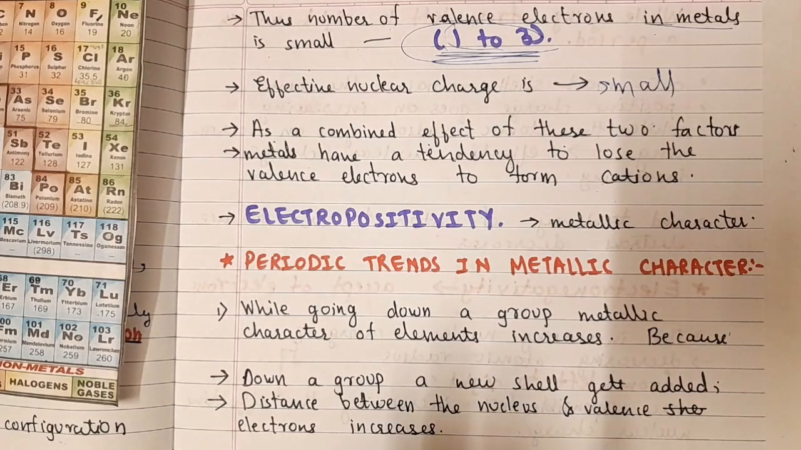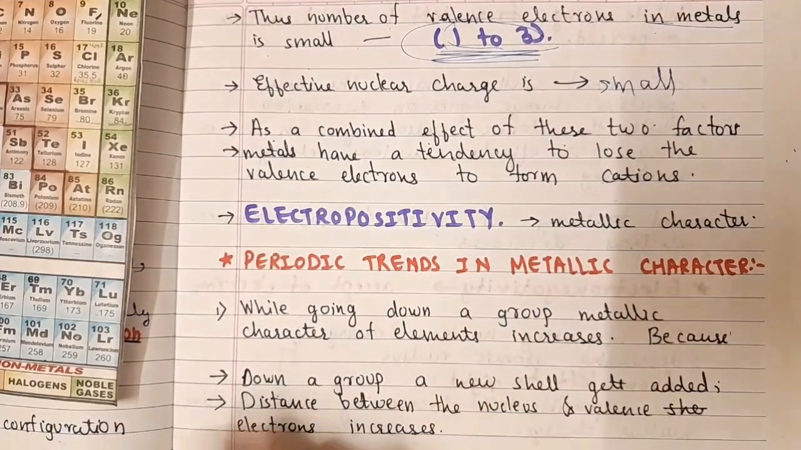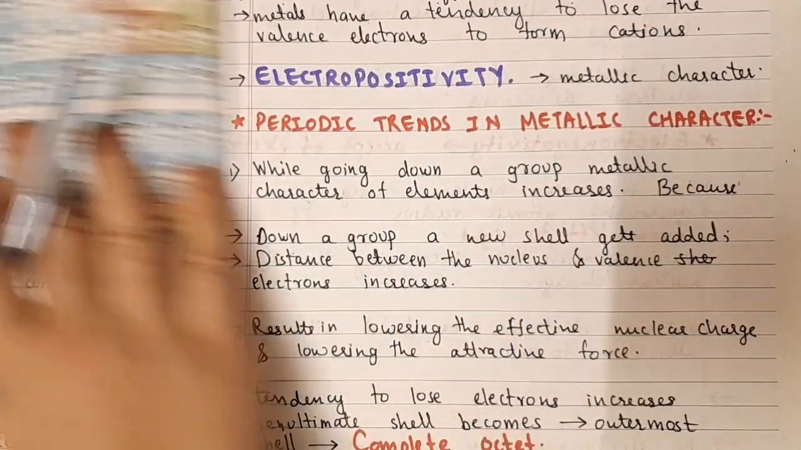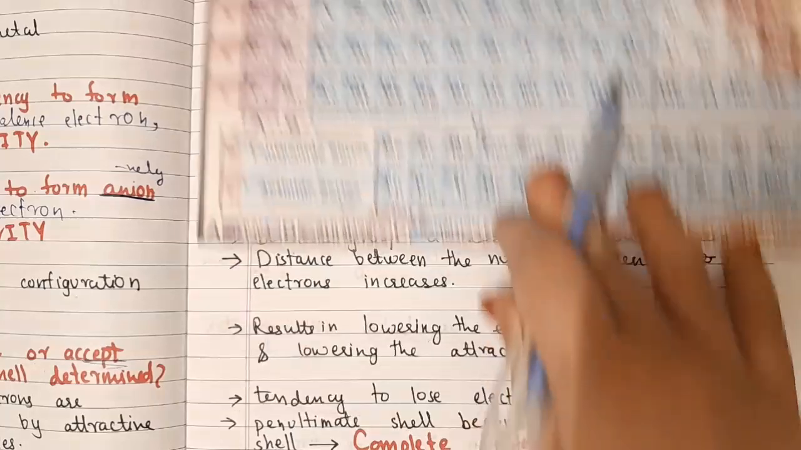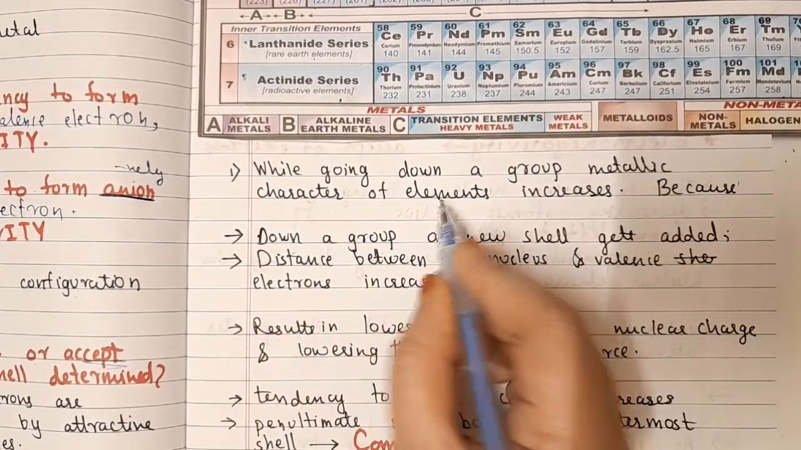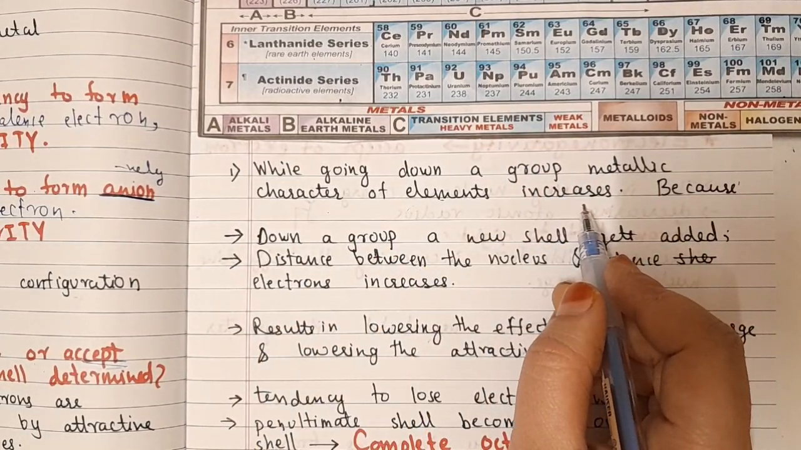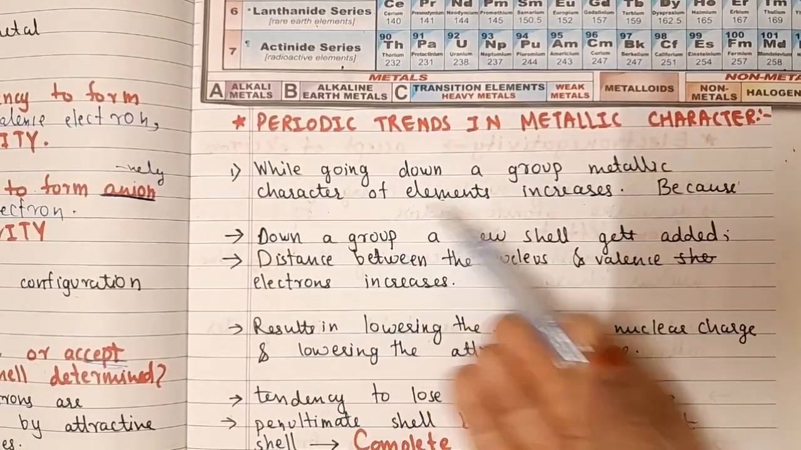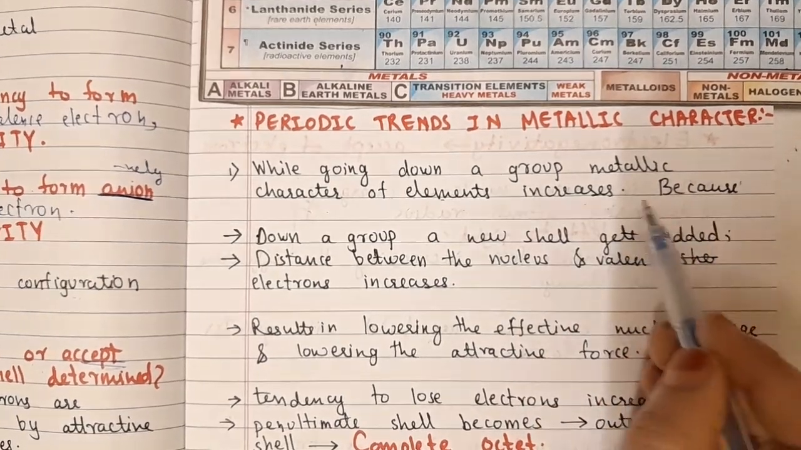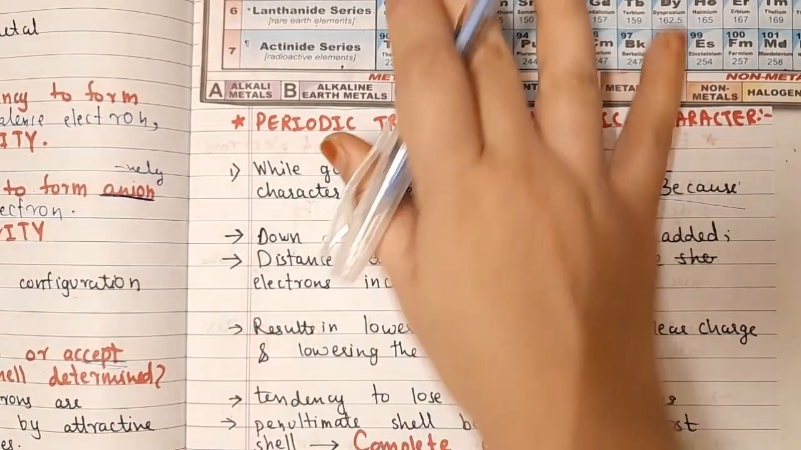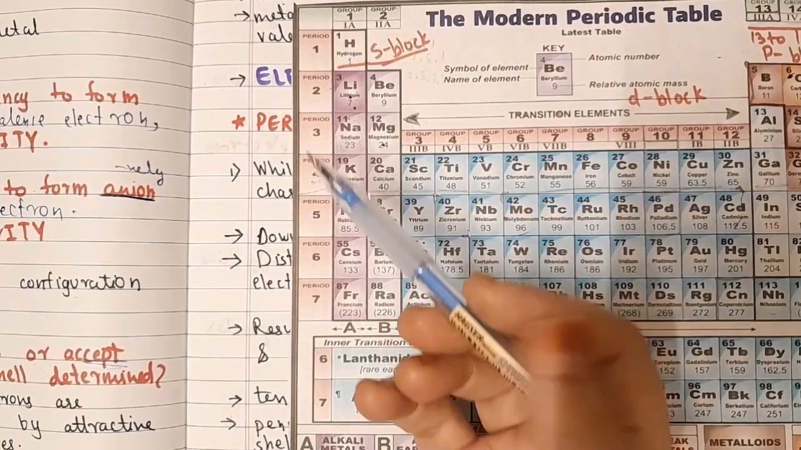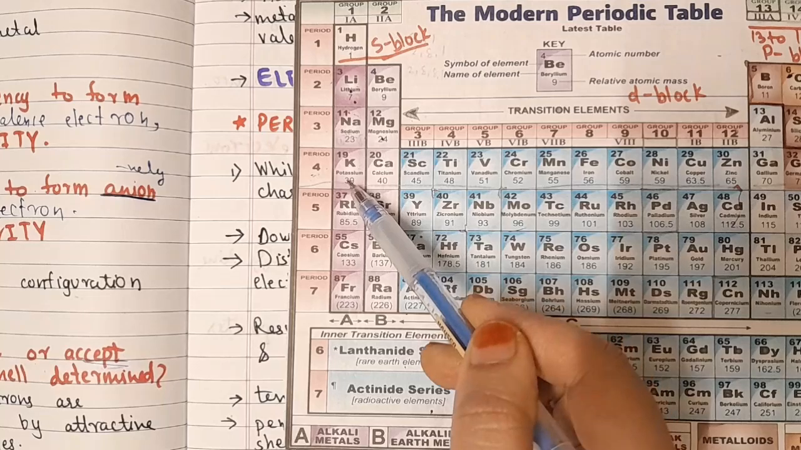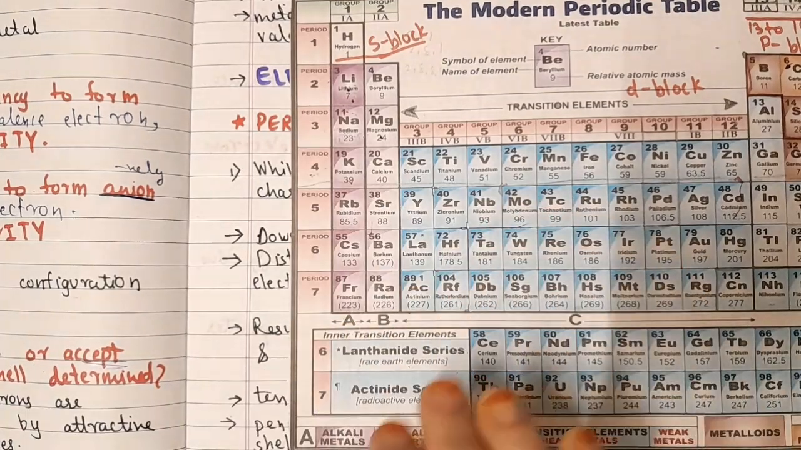Okay, now let's see the periodic trends in metallic character. Now students, while going down a group, the metallic character of an element increases. Why? Because down a group a new shell gets added. Like in lithium we have 2 shells, sodium we have 3 shells, potassium we have 4 shells. So a new shell is added down a group.